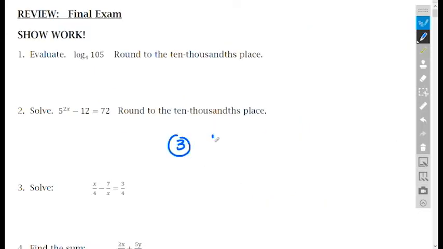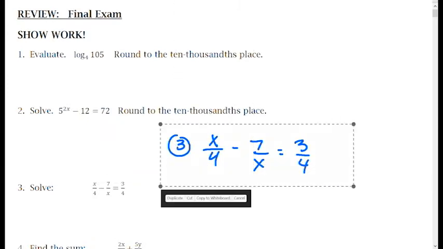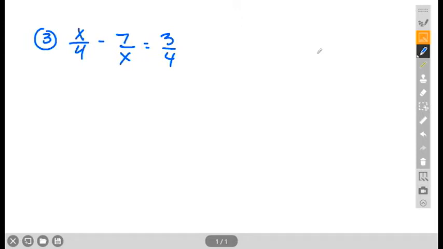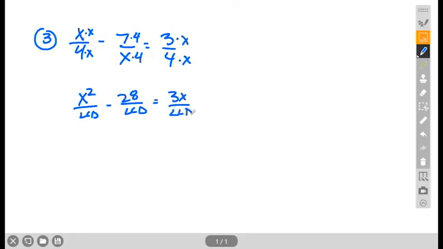Number 3, solve. We have x over 4 minus 7 over x equals 3 over 4. So this is a rational equation, chapter 8. We would solve this by finding the LCD. The LCD in this case, lowest common denominator, would be 4x. So we'd multiply this by x, this by 4, and this by x. That would give us x squared over the LCD minus 28 over the LCD equals 3x over the LCD.